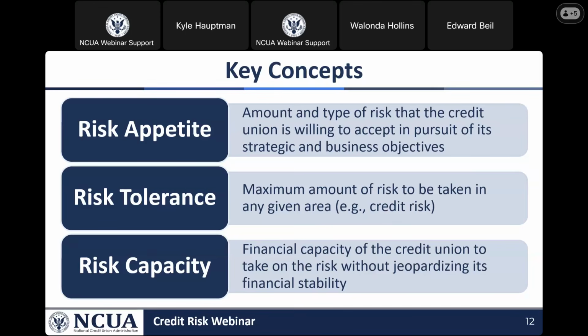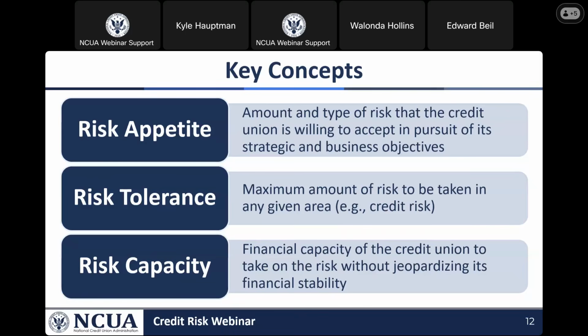Risk tolerance measures the maximum amount of risk to be taken in a given area, credit risk, for example. Risk tolerances may exceed the board's risk appetite in some cases, but would never exceed the credit union's risk capacity. Risk capacity refers to the ability of the credit union to take on risk without jeopardizing its financial stability. For credit risk, the risk capacity will largely be driven by the sustainability of core recurring earnings, the level of the allowance for credit losses, and the net worth position of the credit union. The amount of risk that a credit union takes on should never exceed its risk capacity.